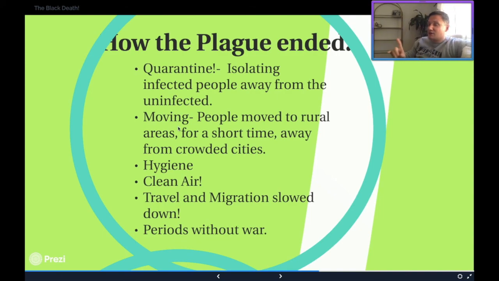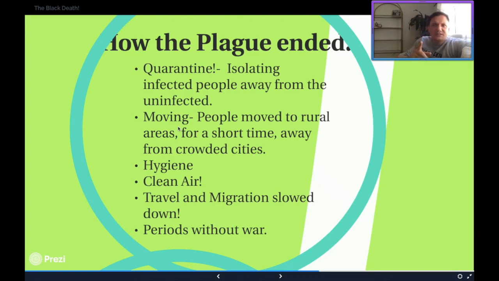Moving, people began to also spread out, right? So from when these cities were so jam-packed, they began to move to rural areas, particularly wealthy people, because that meant that they had estates outside the cities, but they moved to rural areas for a short time away from crowded cities. Hygiene, people after the Middle Ages plague epidemic, they're going to be like, oh, maybe I should wash my hands and stuff more. That's going to be a big reason why we finally start tamping down this bacteria. Remember, it's bacteria, it's not a viral infection.